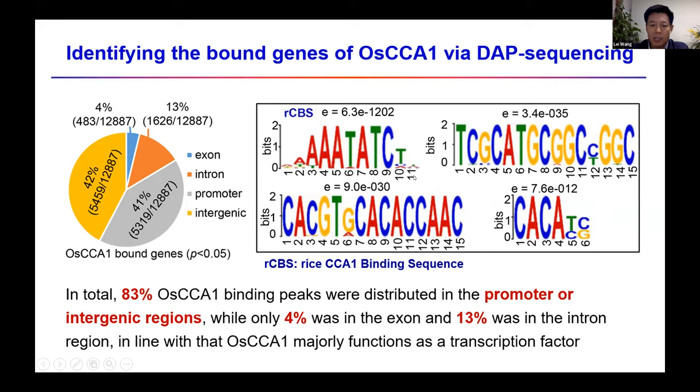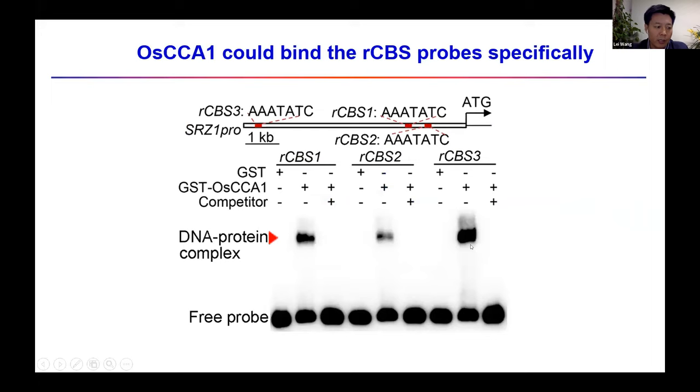To test whether CCA1 can really bind the CBS sequence, we performed the EMSA assay. As you can see here, in all these CBS sequences, CCA1 can bind them very well. But in the presence of a competitor, all the binding was gone. So this suggests CCA1 can specifically bind all these CBS sites.